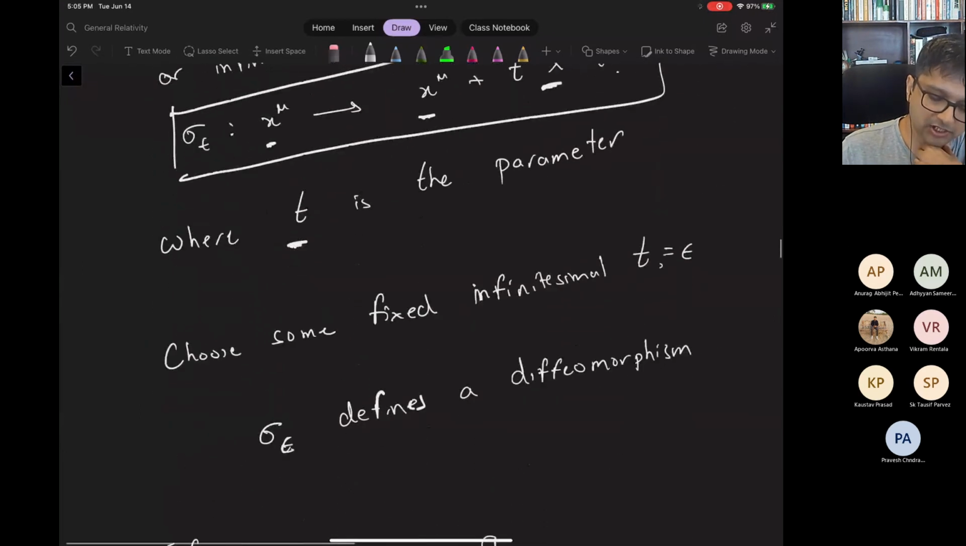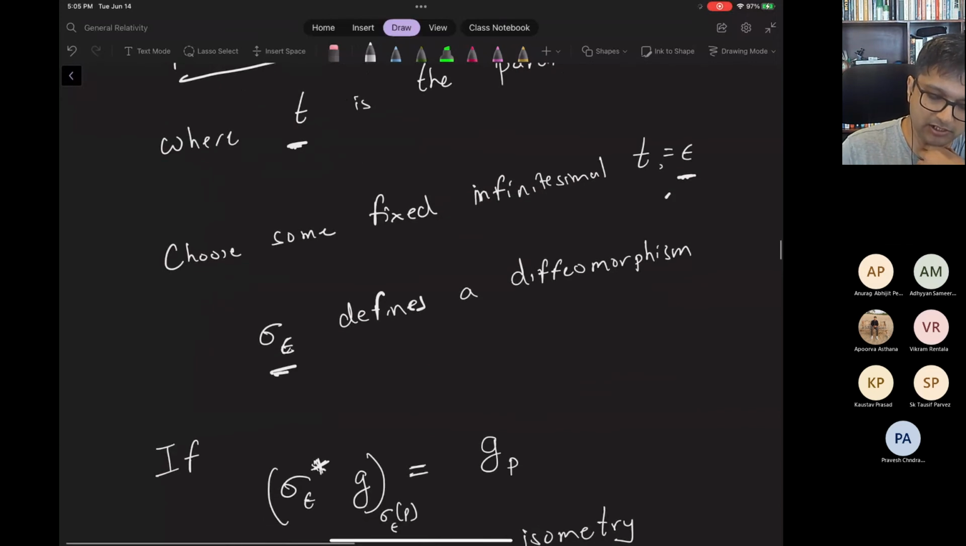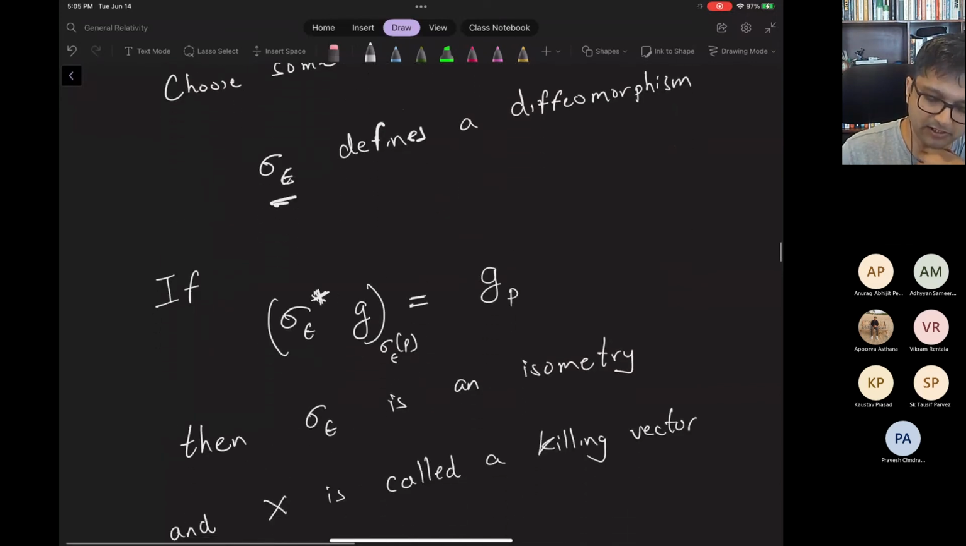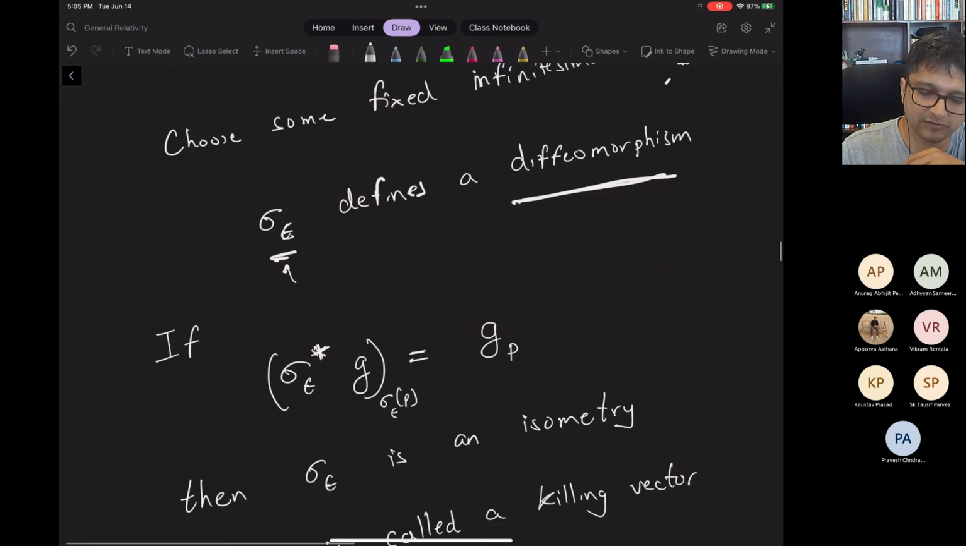Okay, so let's choose some infinitesimal transformation, sigma epsilon. So t is epsilon. Sigma epsilon defines a diffeomorphism. And now we ask, is this diffeomorphism also an isometry? Where did this diffeomorphism come from?